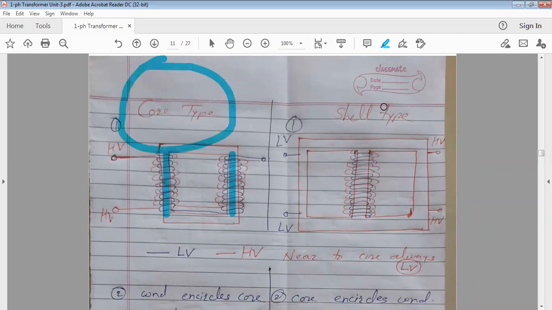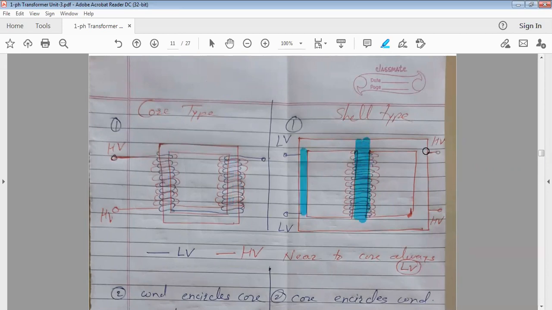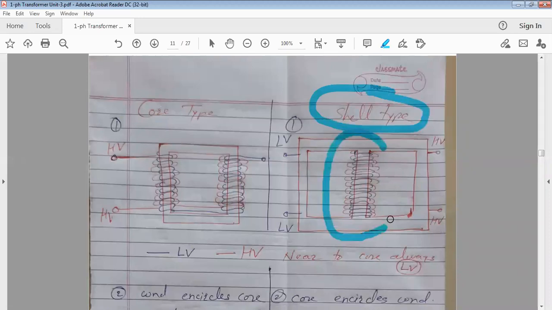Core type. What about the shell type? See here, it is having a third limb also, which is called the central limb. Along with two side limbs, you can find it is having the central limb also, where both the turns are wound. In blue and red I have wound the primary and secondary winding, shown here. So in shell type construction, can you tell me where both the windings are wound? Are they wound on two side limbs or only on the central limb?